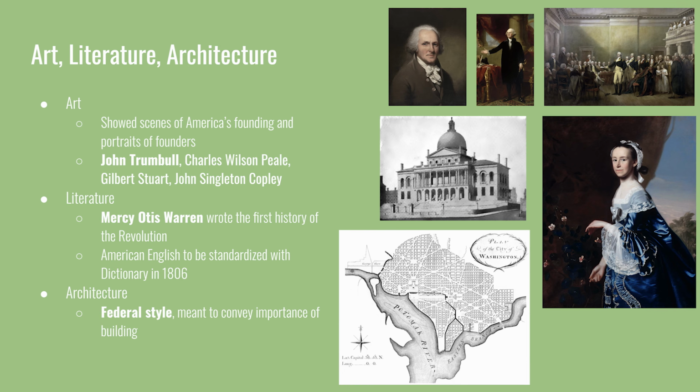Her History of the Revolution consisted of several volumes, though ultimately John Adams was unhappy with his depiction in Otis Warren's writings. American English won't be standardized until 1806, in the following period, when Noah Webster will publish his first dictionary. Finally, for architecture, the new federal style is developed.